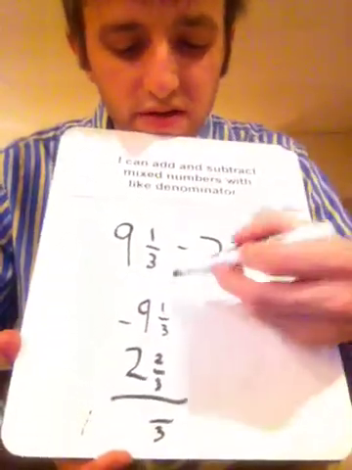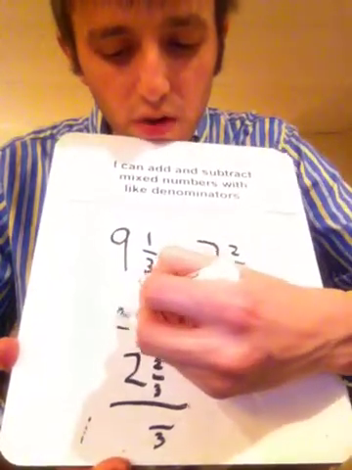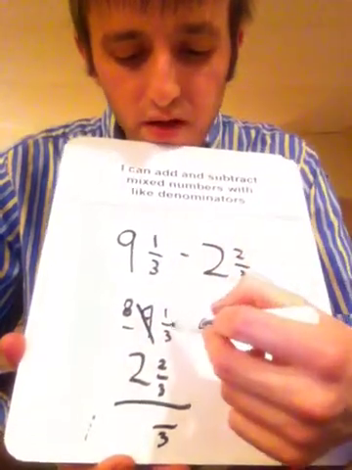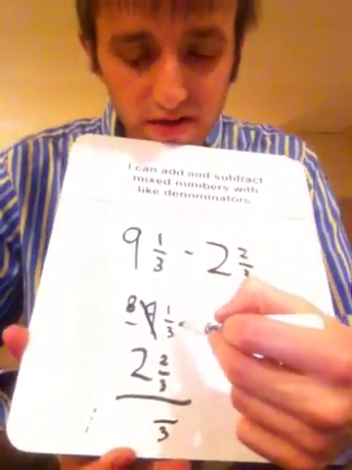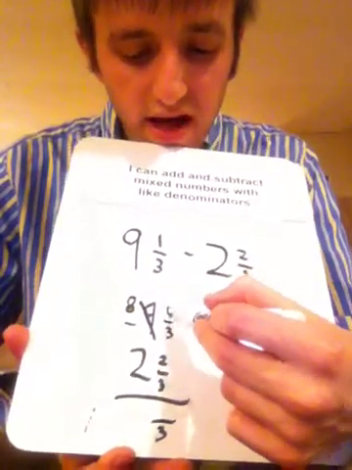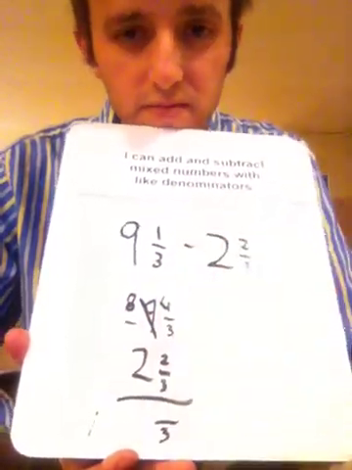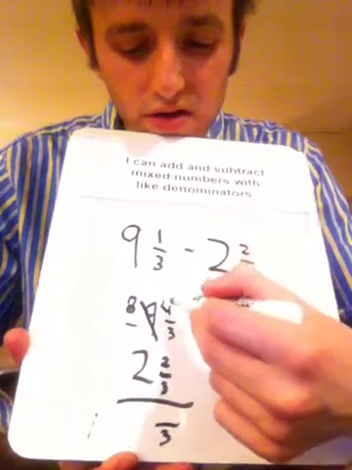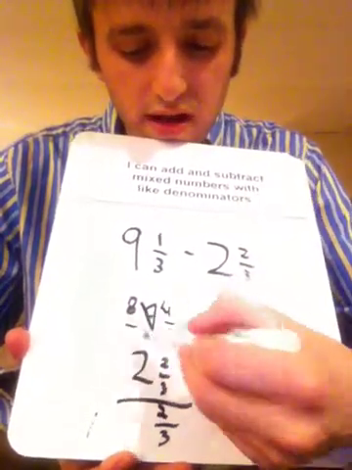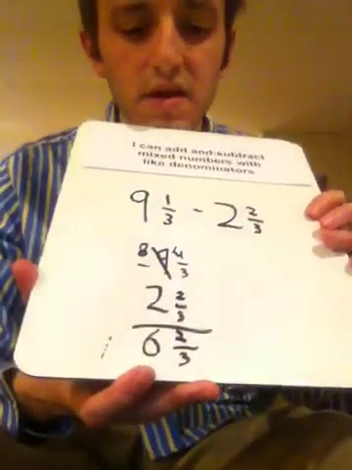Now this is the tricky part. If we have one piece, but we need to take 2 away, we need to borrow. So we need to go to the 9 and borrow 1 whole, which will leave us 8 left. So if we take 1 whole, a whole in our fraction is 3 pieces, but we already have 1 here. So all we need to do is add 3 to our 1, which gives us 4 pieces now. We added a whole. So now 4 take away 2 is 2, and 8 take away 2 is 6. So your answer would be 6 2/3.